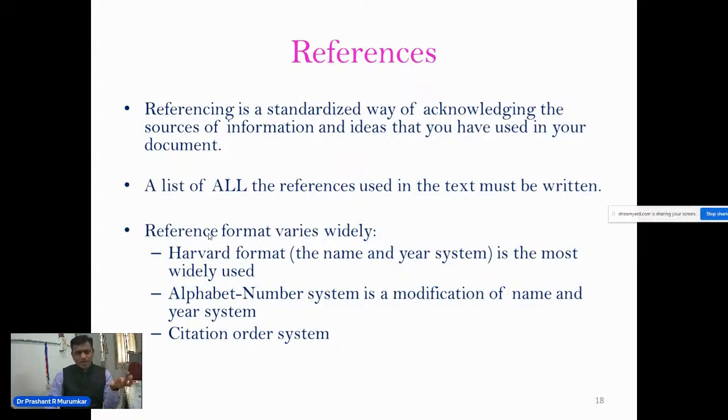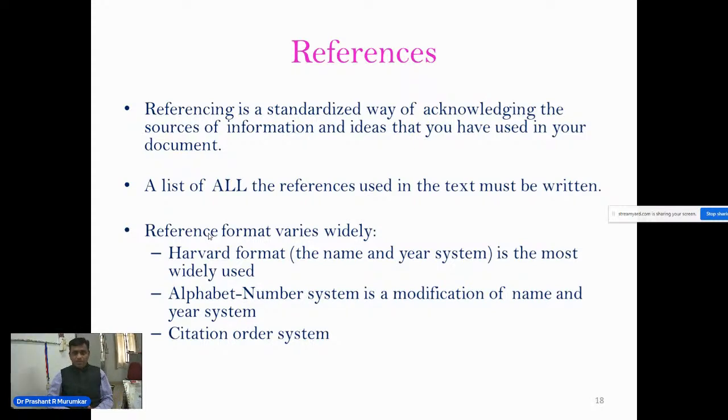But in general, you will find that they will follow the Harvard style, alphabet number system style or citation order system. Actually, the name and year system is the most widely used. So that's why I told you that there are certain rules and regulations. Initially, they are not that stringent, but liberal. Once the article is accepted, they will ask you to convert the references into a particular format.